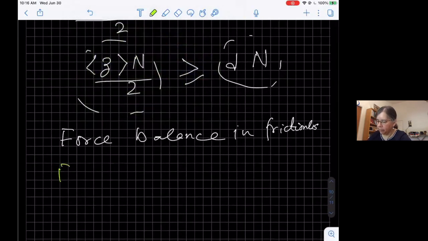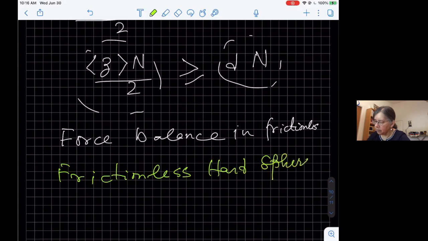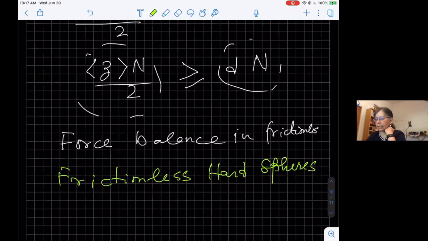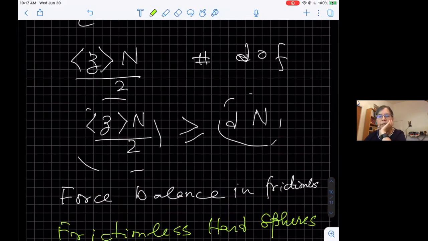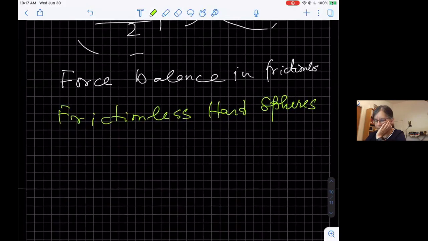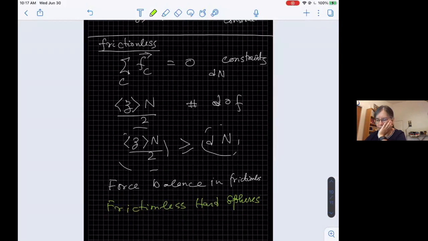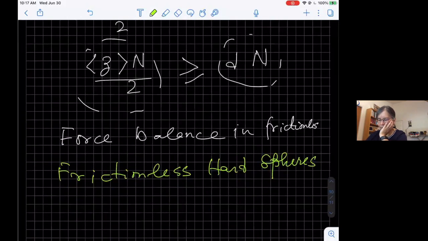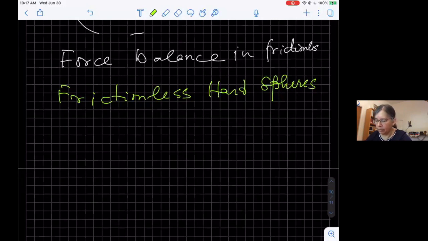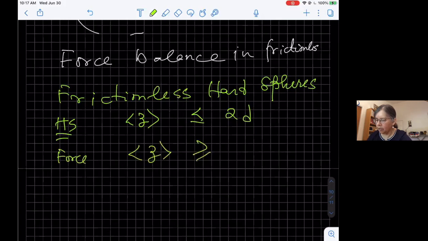Which is, if I had frictionless hard spheres, what can I say about the contacts? This average number of contacts. Let's put those two constraints together, right? So the hard sphere constraint is Z has to be less than or equal to 2D. The force balance constraint is Z has to be greater than or equal to 2D.